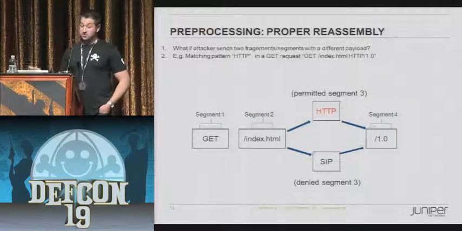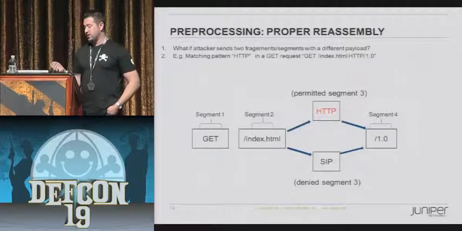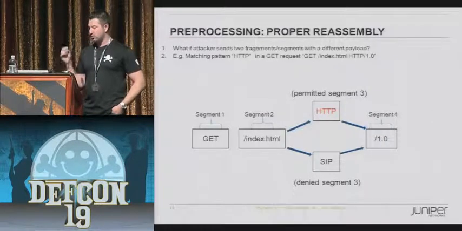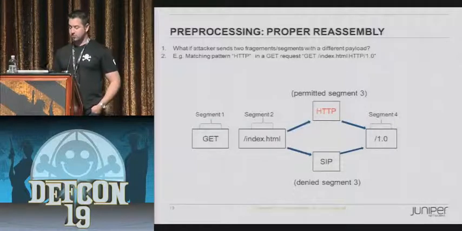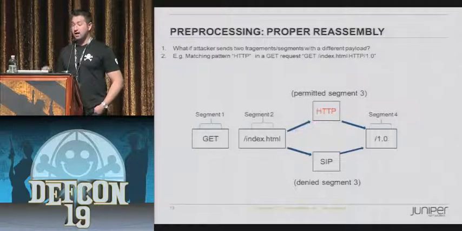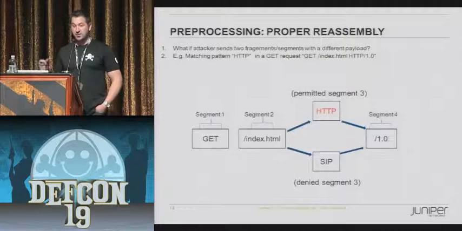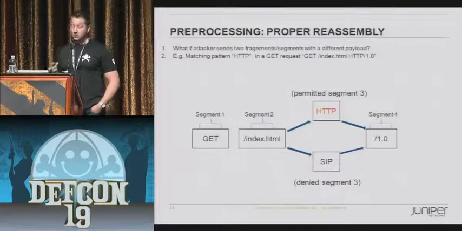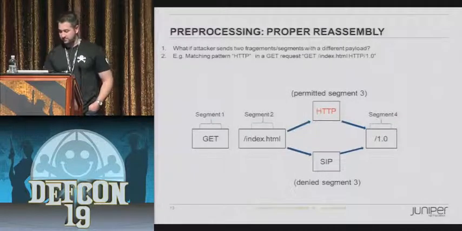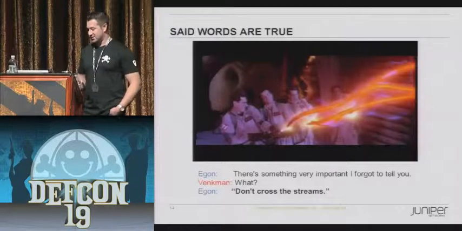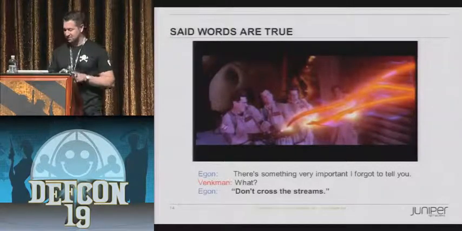So when it comes to application firewalling, in this example, if you were to send two segment threes, and one was HTTP, one was SIP, how is the app ID engine going to know which one? If you want to allow HTTP but deny everything else, potentially you could get SIP through by piggybacking that packet at the same time, if the pre-processing wasn't being done properly. And of course, our friend the Ghostbusters, they got it right too. Can't cross the stream.